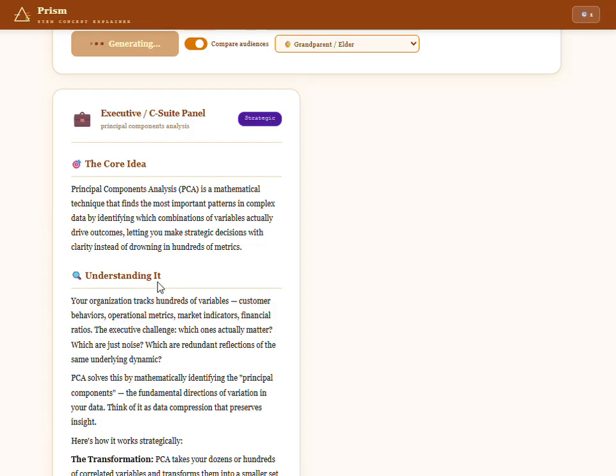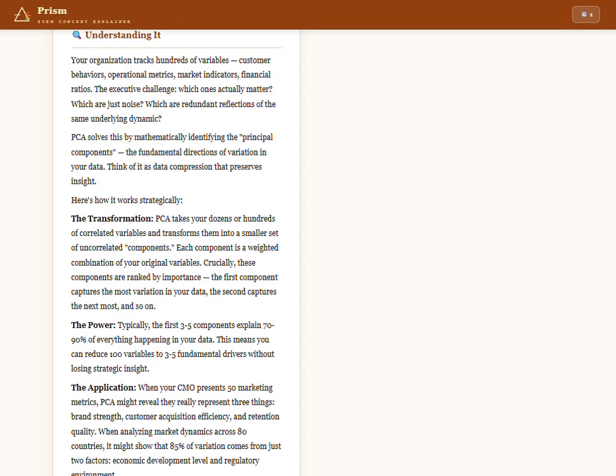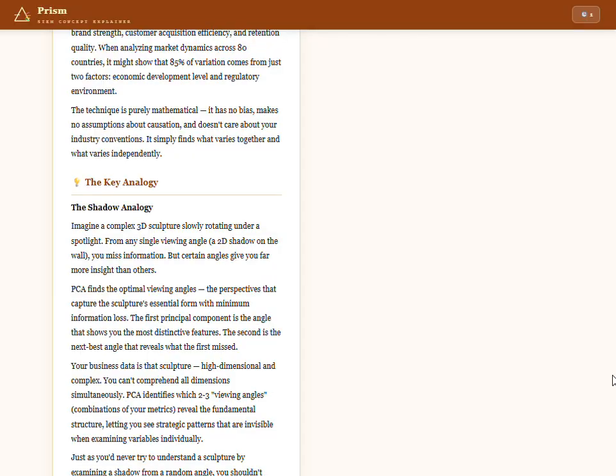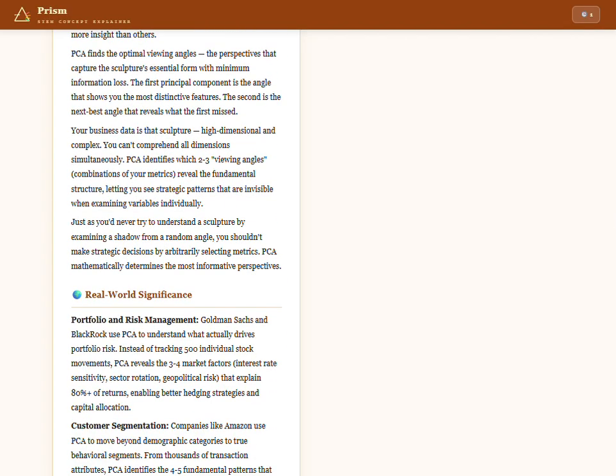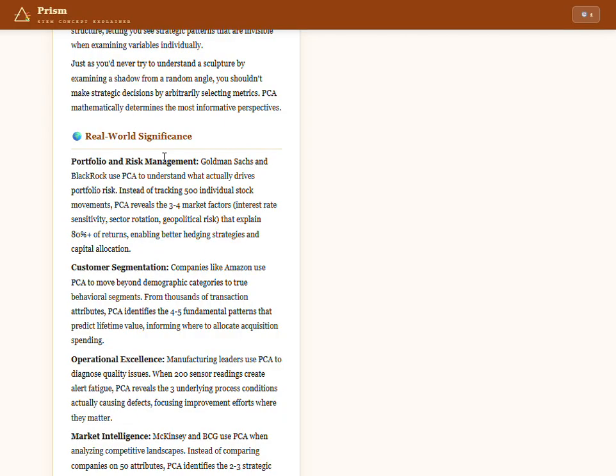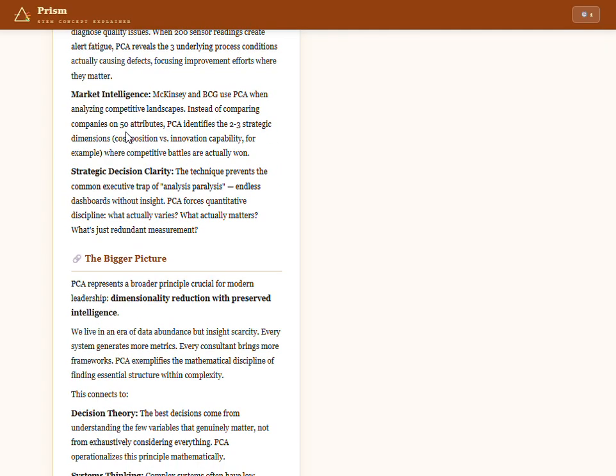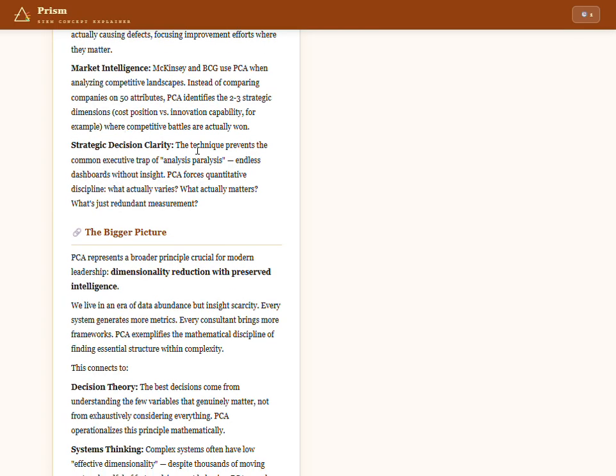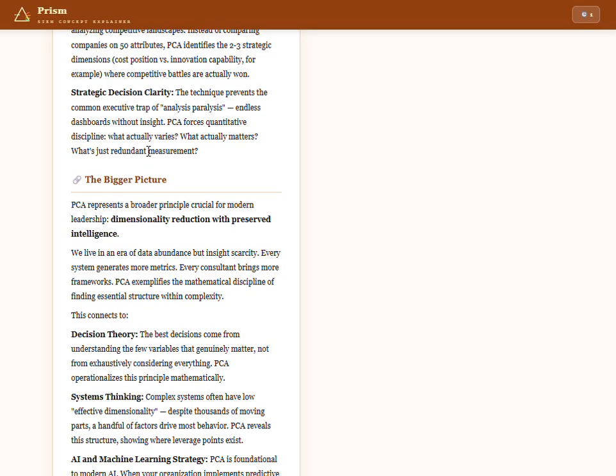audience, and there's a core idea. So in terms of the business value and the organization, the analogies are provided. So PCA provides the optimal viewing angles. So it is conveyed in this language here, and the significance is again provided in the context of what the executive audience would be familiar with, like portfolio, risk management, customer segmentation, operational excellence, and all that. So finally some strategic decision clarity. So really tailored for the audience that we have chosen.